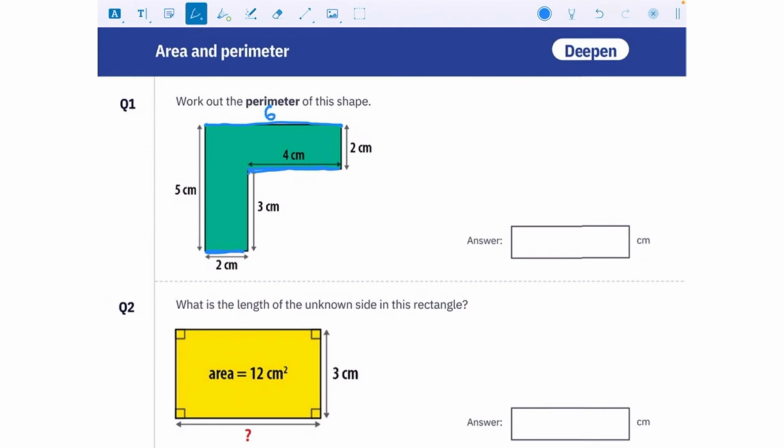So we're going to do 5, add 2, add 3, add 4, add 2, add 6, which is 7, 8, 9, 10, 11, 12, 13, 14, 15, 16, add another 6 is 22 centimetres.